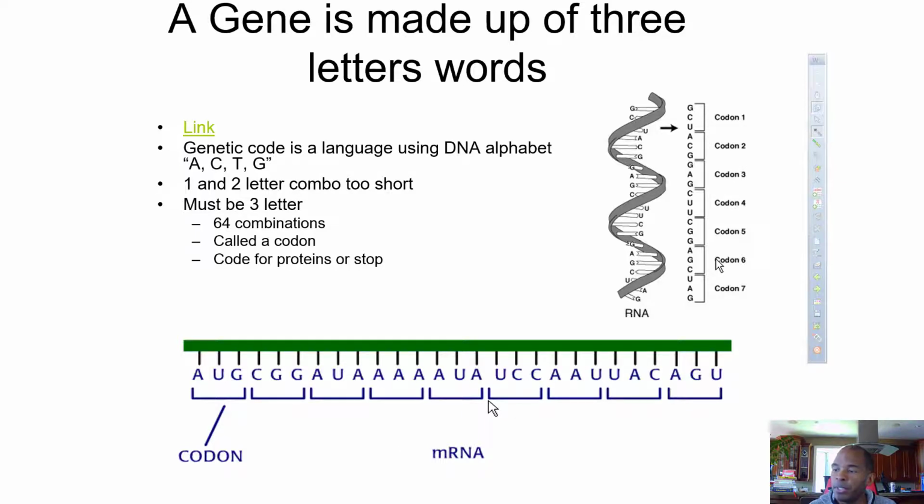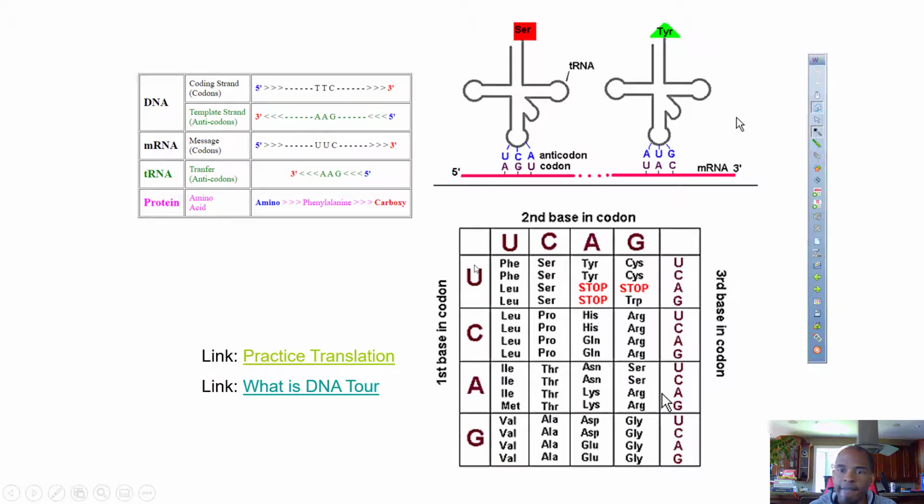So when we go to our code here, this table represents the genetic code. So you should be able to read this genetic code. So let's kind of explore how we go about reading the genetic code in case you are not able to see it immediately.